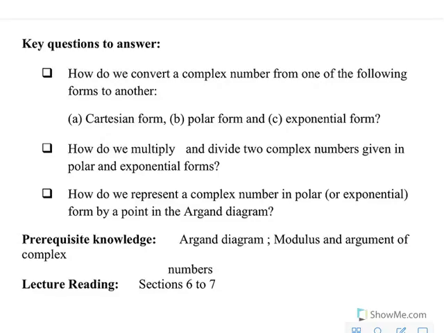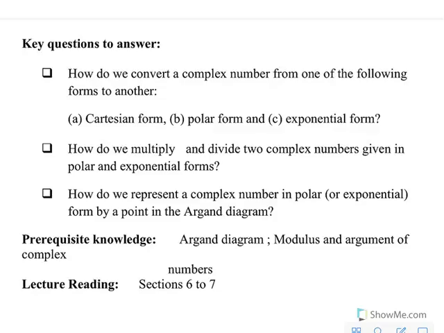Next one. This will be the last part, so quite easy, very fast. How do we convert a complex number from one of the following forms to another? There are in total 3 forms that you need to know for a complex number: Cartesian, polar, and exponential. So today, after you walk out from this LP, you must be able to identify or recognize what are the forms of a complex number. Stop talking, listen to me.